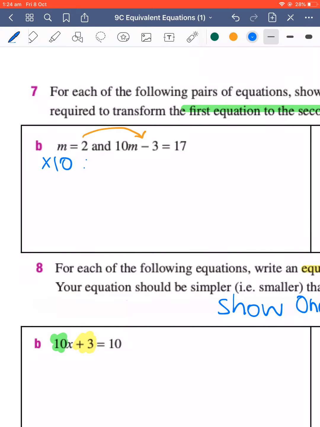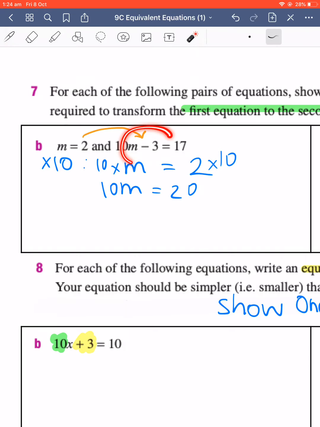So if I do m equals 2 and I multiply it by 10 on both sides, I end up with 10m equals 20. Okay, we're getting there, but I need to get to 17 and I need to get this minus 3 in there. So let's actually minus 3 now. So my next step is going to be minus 3.